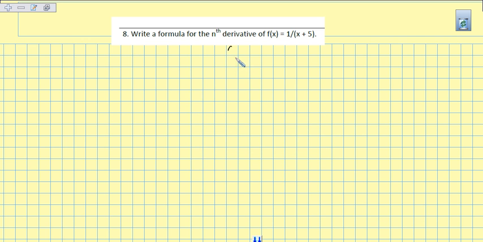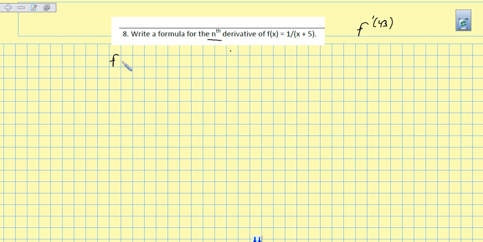Alright, let's take a look at number 8, and this is a problem where they want us to write a formula that would be able to give us the nth derivative. So for instance, we might want to know the 43rd derivative of this function, and instead of taking the derivative 43 times, there has to be some sort of pattern that's formed here. So let's take a look and see if we can maybe develop the first 2 or 3 derivatives and see if we can see a pattern developing here.